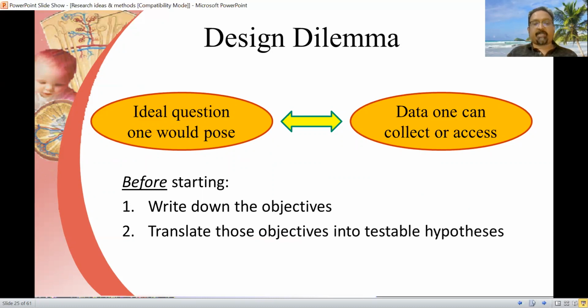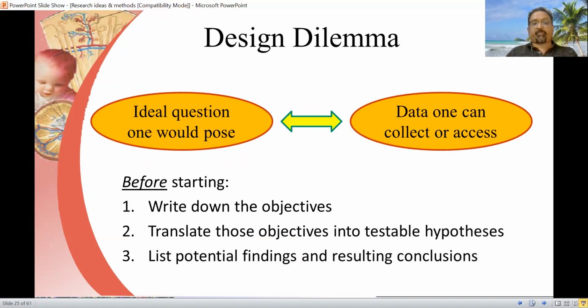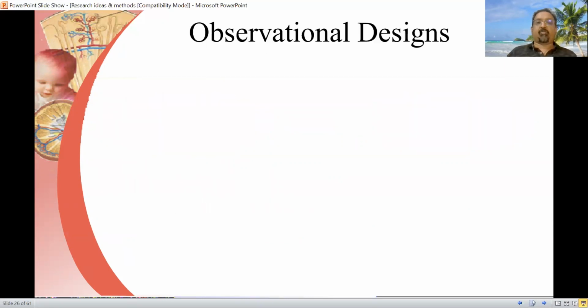Then you translate objectives into a testable hypothesis. That means, what are you testing? Are you testing the success rate? Are you testing the time to discharge? Or are you testing the duration of surgery? Or are you testing all of them? So you want to say that these things are improving with a particular technique. So you have to list the potential findings and then the resulting conclusions.